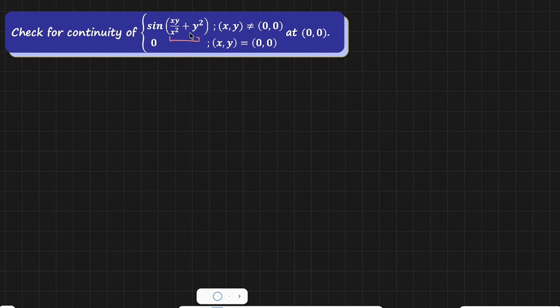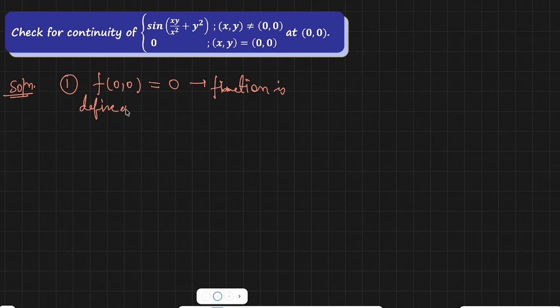Okay, if you have a function like this, then you simply examine the inner part. Then how do you find out the limit at 0, 0? So you take the solution for this. First of all, you check what is the value of the function at 0, 0, that is given as 0. It means the function is defined at 0 comma 0. This is the first step.